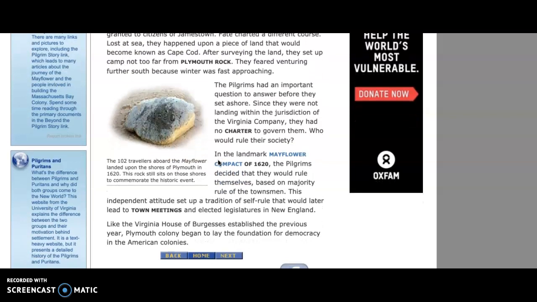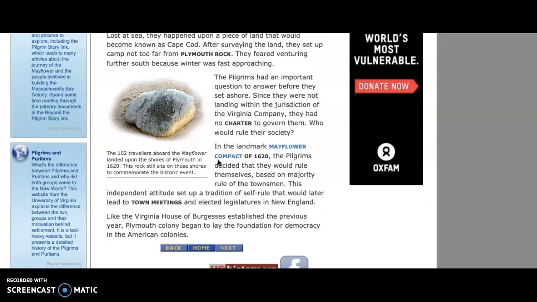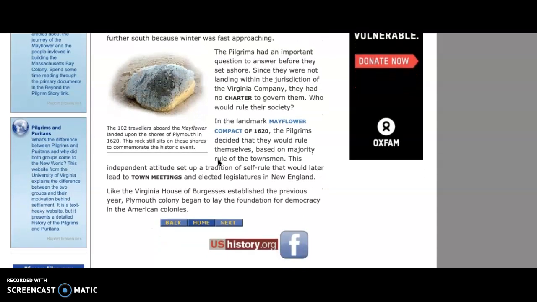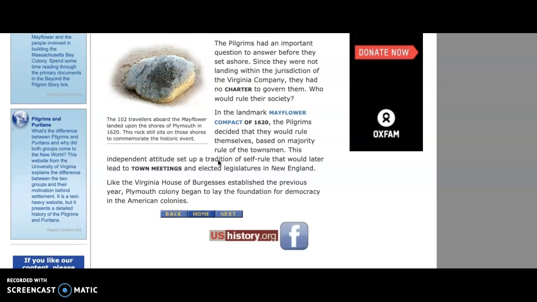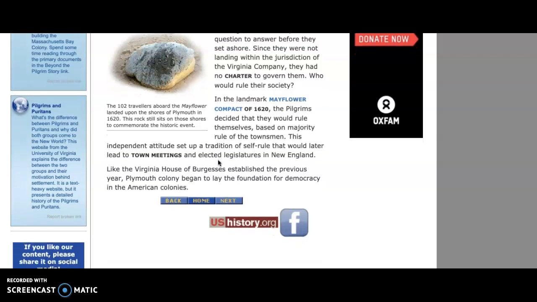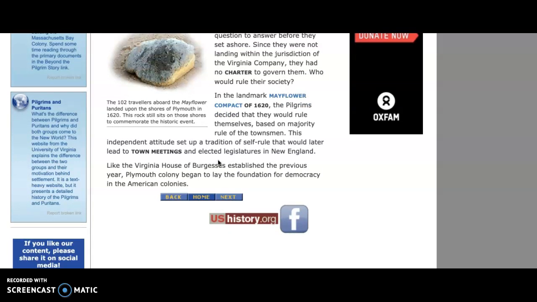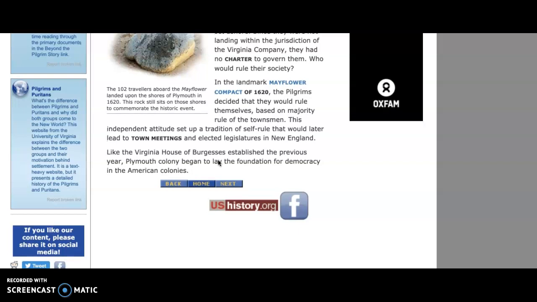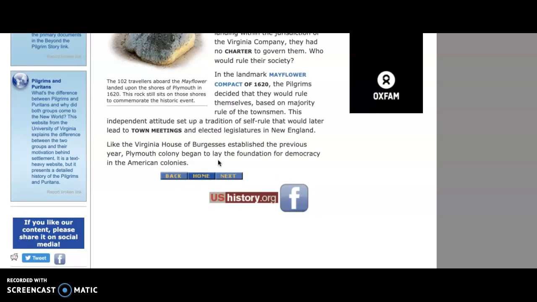In the landmark Mayflower Compact of 1620, the Pilgrims decided that they would rule themselves based on majority rule of townsmen. This independent attitude set up a tradition of self-rule that would later lead to town meetings and elected legislators in New England. Like the Virginia House of Burgesses, established the previous year, Plymouth colony began to lay the foundation for democracy in American colonies.